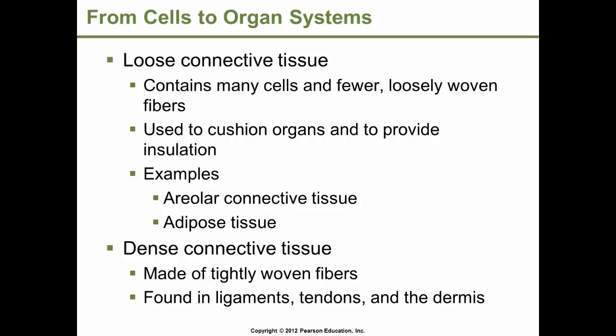Loose connective tissue contains many cells and fewer loosely woven fibers. Loose connective tissue is typically used to cushion organs and to provide insulation. Examples are areolar connective tissue and adipose tissue. Areolar connective tissue functions as a universal packaging material between other tissues. It's found between muscles, which allows one muscle to easily slide over another. Areolar connective tissue also serves to anchor the skin to the underlying tissues and organs.